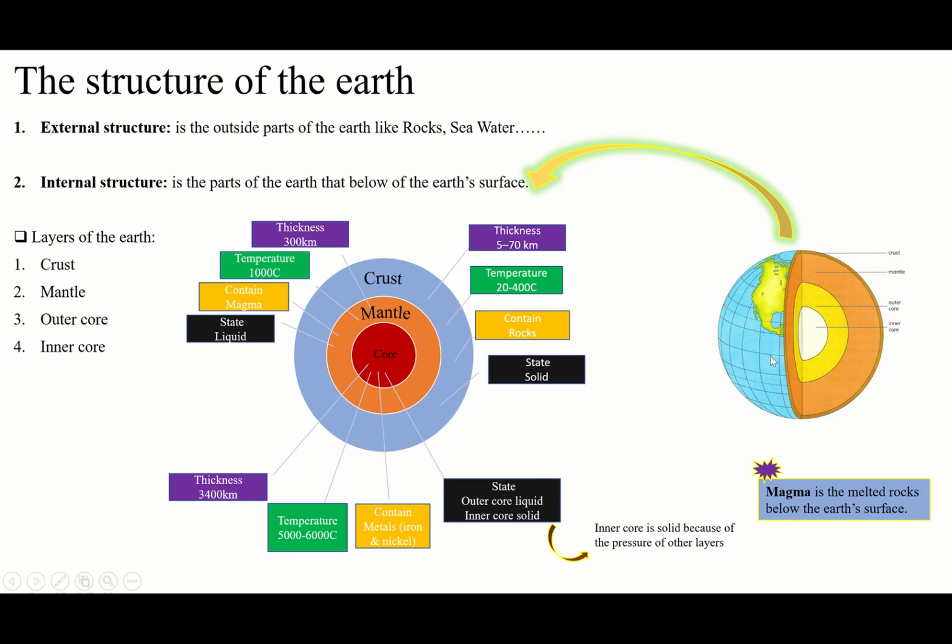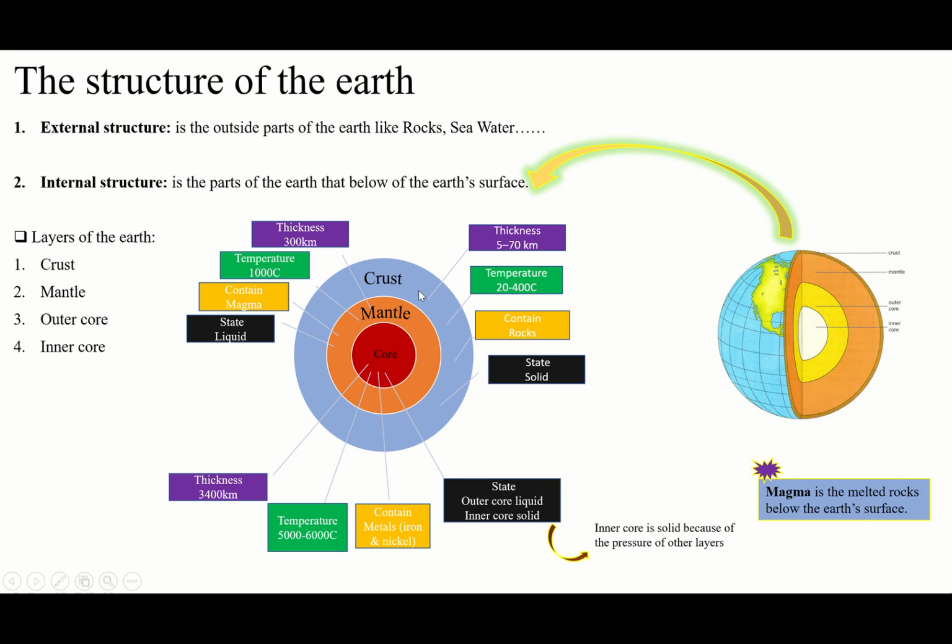But in some places where we have ocean, if you remove the water, you have to go deeper to see the surface of the earth, the land. So if you go deeper from the bottom of the ocean, it is only 5 kilometers to the mantle. If you arrive at the bottom of the ocean and go deeper for 5 kilometers, you will arrive at the mantle, the second layer. It means this place is really close to the second layer.